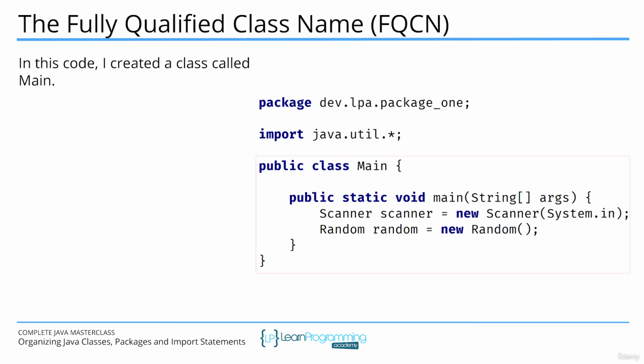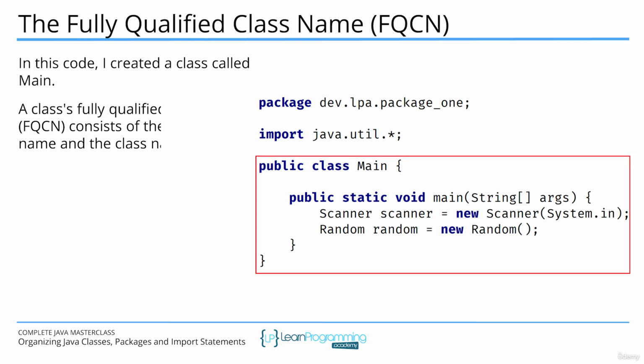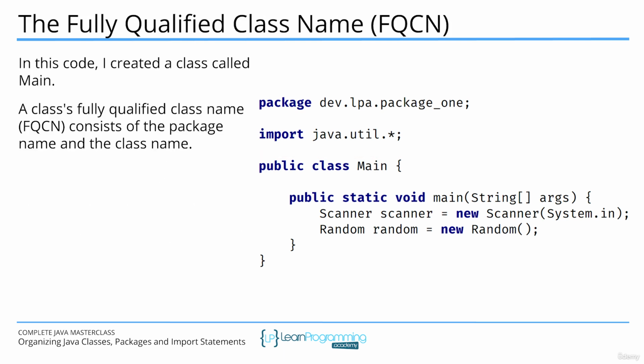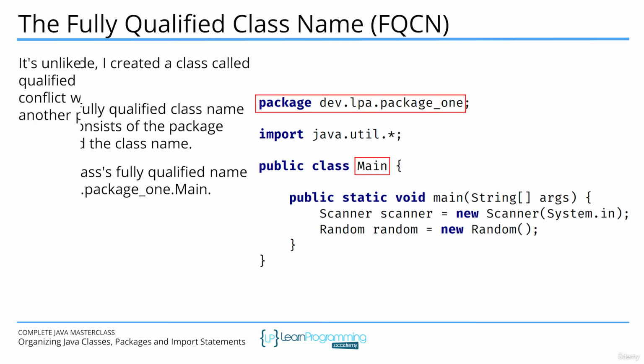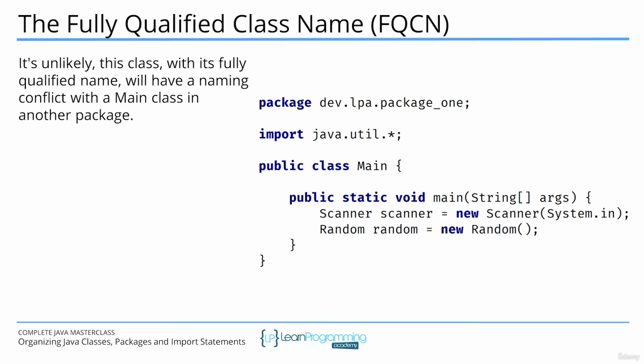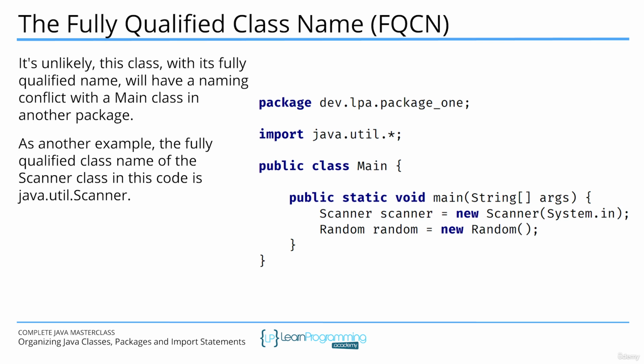In this code, I created a class called Main. A class's fully qualified class name, FQCN, consists of the package name and the class name. So this class's fully qualified name is dev.lpa.package_1.Main. It's unlikely this class with its fully qualified name will have a naming conflict with a Main class in another package. As another example, the fully qualified class name of the Scanner class in this code is java.util.Scanner.